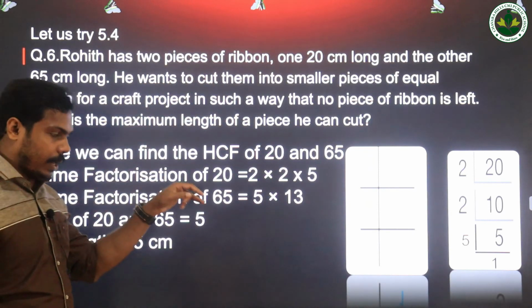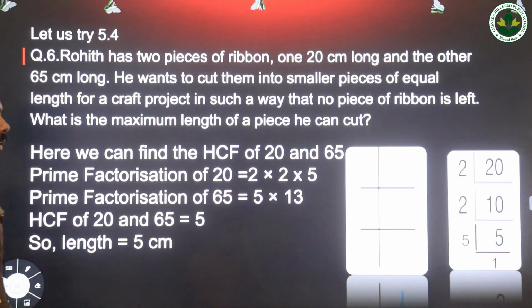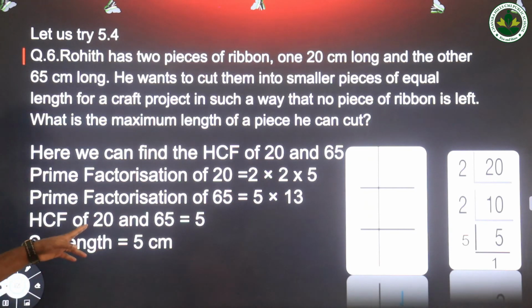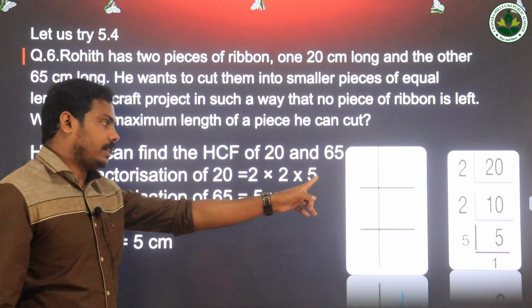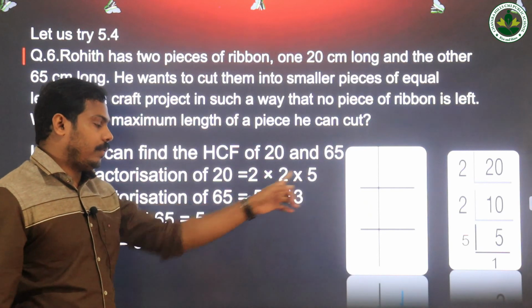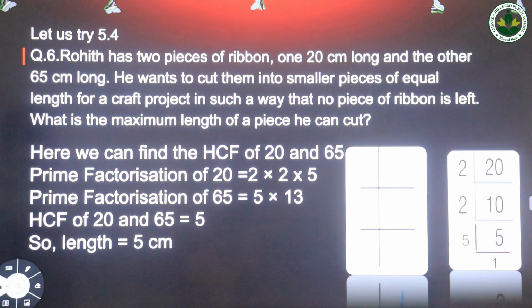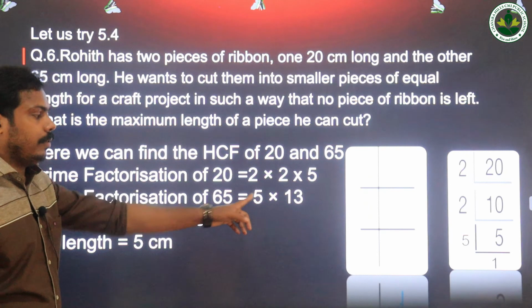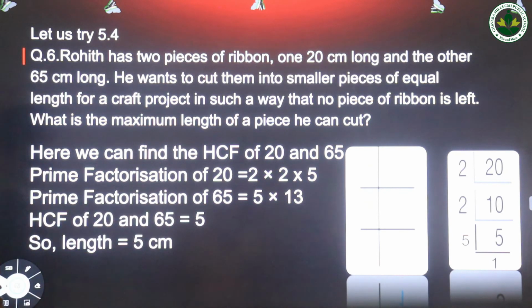For that we use the prime factorization method. Prime factorization of 20 is 2 into 2 into 5, and the prime factorization for 65 is 5 into 13. And how will you find the HCF? Take the common factor from each number. Here 5 is the common factor. If you consider it as a pair, then take one number from each pair. Here you take 5. So the maximum length is 5 centimeter.